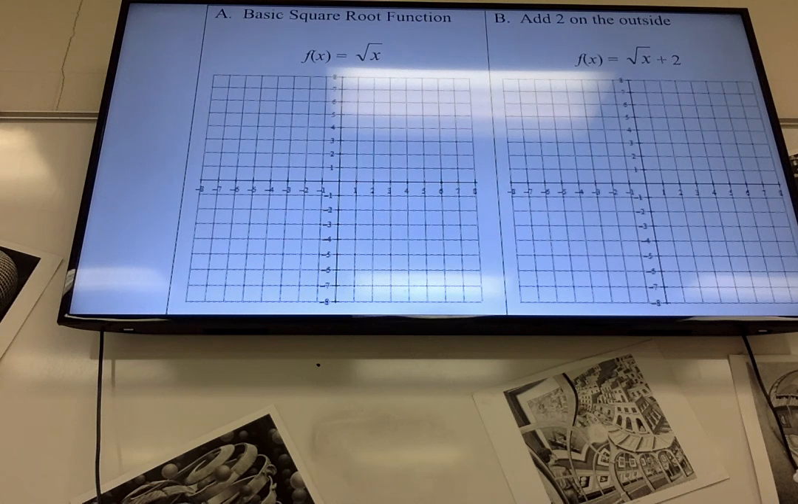Okay, it says a basic square root function. Now we've called those in the past parent functions, if you remember that. A parent function has nothing added or subtracted to it. It's just your basic graph, okay? So we have the square root of x.